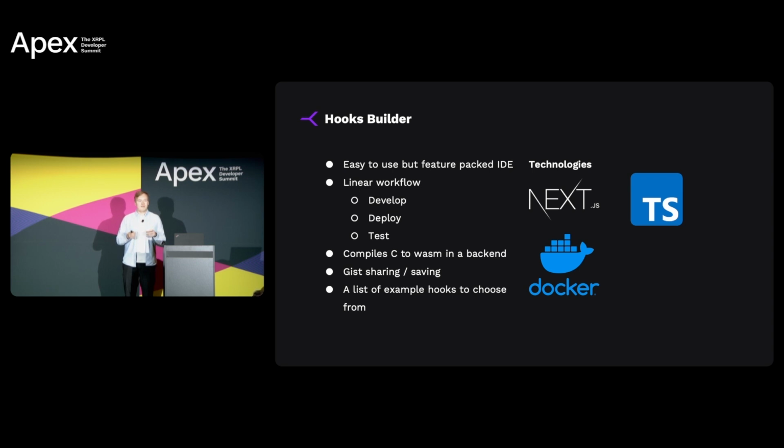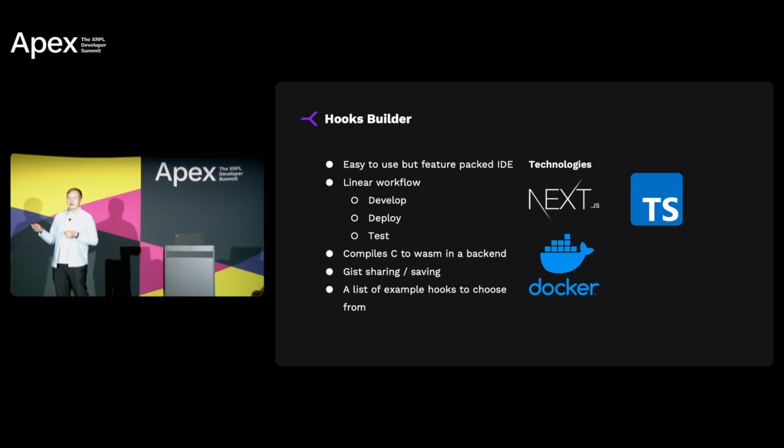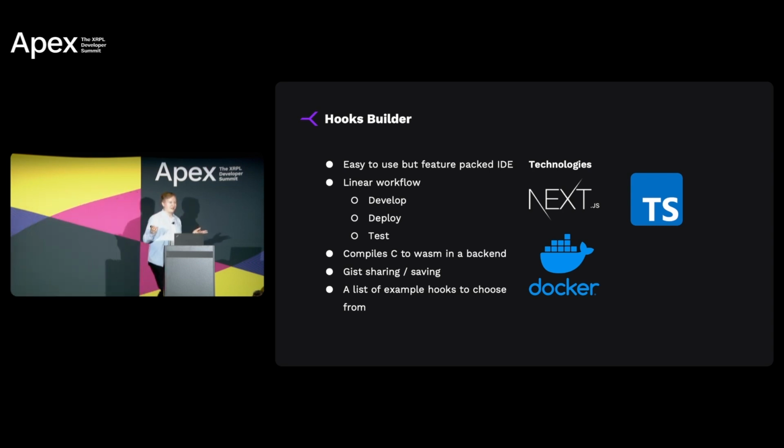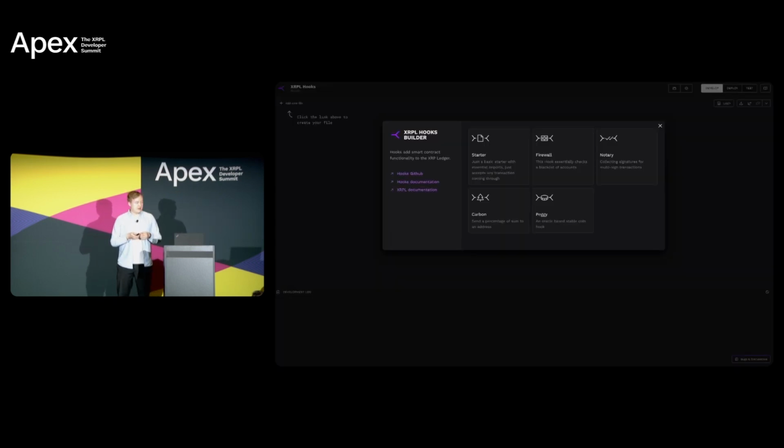So we have this kind of hook store type of thing where users can deploy ready-made hooks that are being audited, where they're not audited yet, but in the future they will be, and create their own hooks that way. And there's gist sharing via GitHub login.